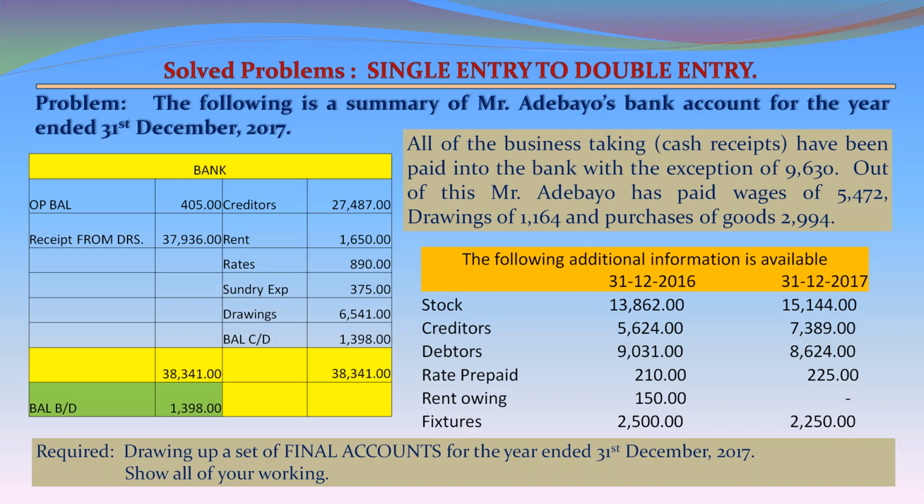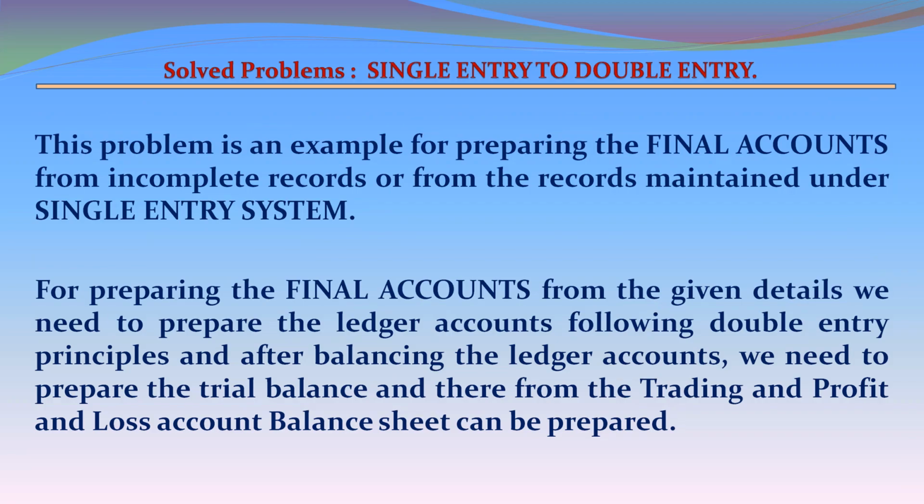Required: drawing up a set of final accounts for the year ended 31st December 2017. Show all your working. The problem is an example for preparing the final accounts from incomplete records, or from the records maintained under single entry system. For preparing the final accounts from the given details, we need to prepare the ledger accounts following double entry principles, and after balancing the ledger accounts, we need to prepare the trial balance, and therefrom the trading account, profit and loss account and balance sheet can be prepared.